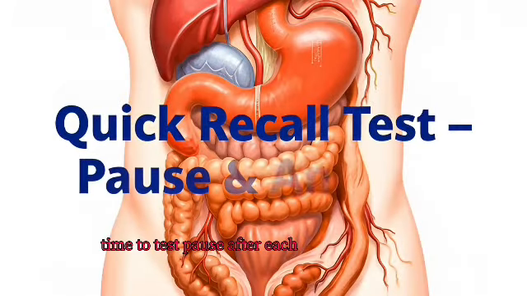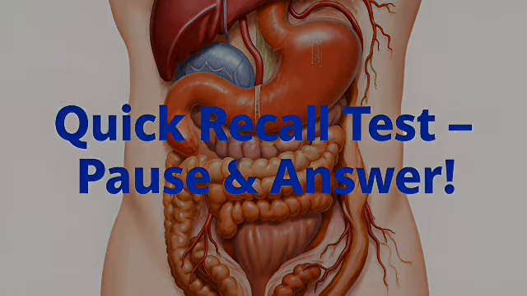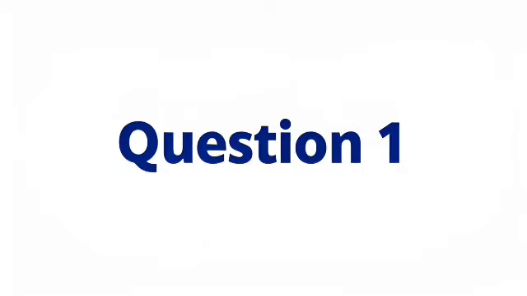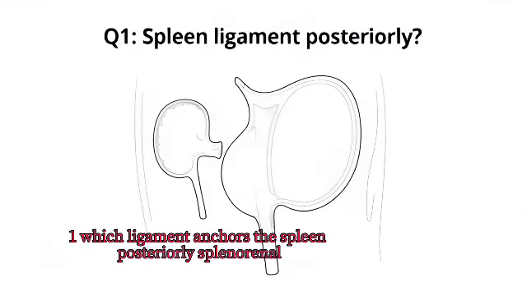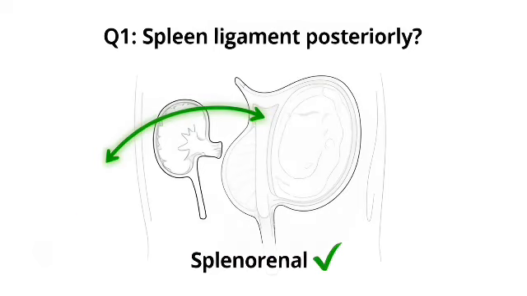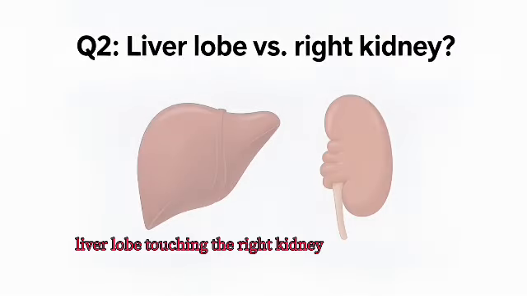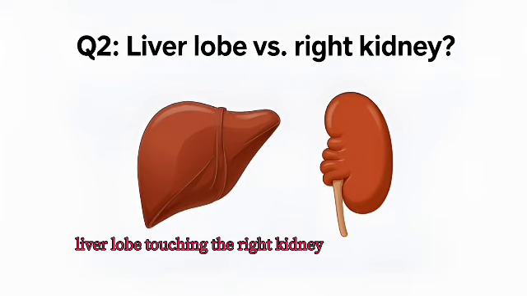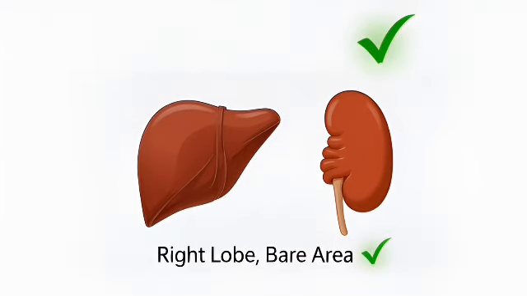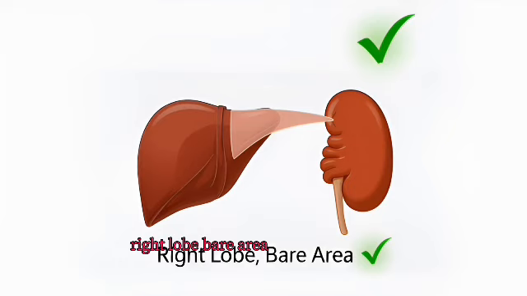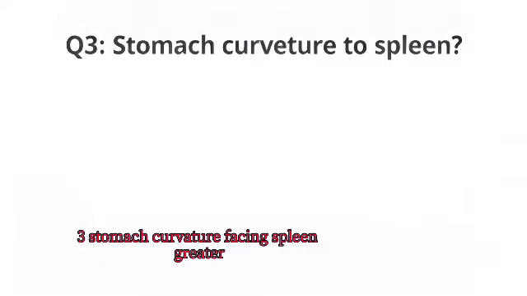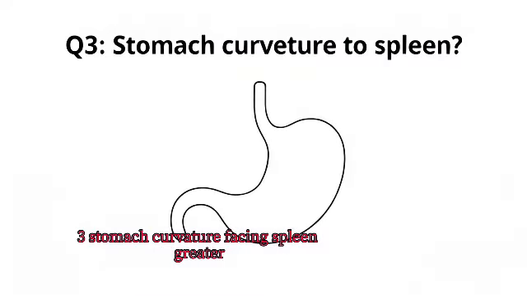Time to test. Pause after each. One. Which ligament anchors the spleen posteriorly? Splenorenal. 2. Name liver lobe touching the right kidney. Right lobe, bare area. 3. Stomach curvature facing spleen. Greater.